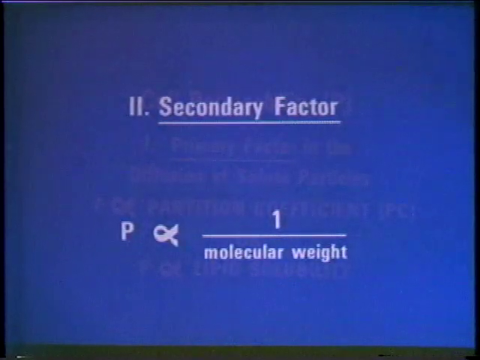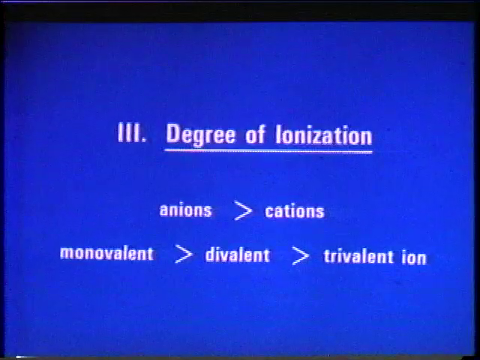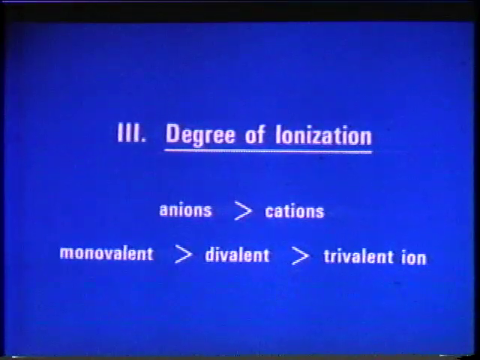In slide number 2, the permeability of a solute particle through a semi-permeable membrane is inversely proportional to its molecular weight, as shown by the equation. The next slide shows anions diffuse through the cell membrane at a greater rate than cations. Monovalent ions diffuse through at a greater rate than divalent ions, which diffuse through at a greater rate than trivalent. In other words, the permeability of an ion is inversely proportional to its charge.